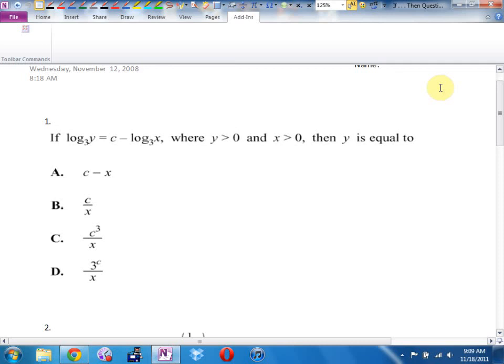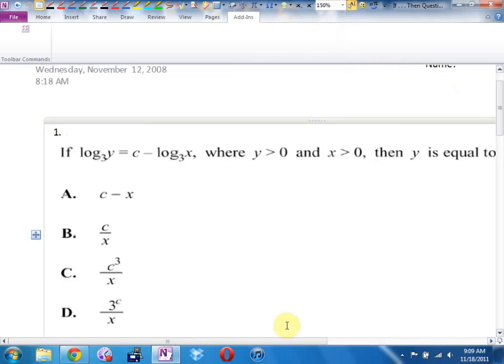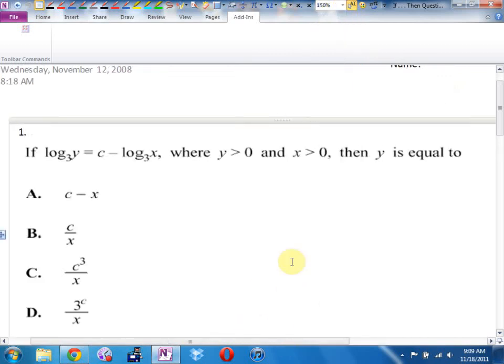If log base 3 of y equals c minus log base 3 of x, where y is positive and x is positive, because you can't take the log of a negative, then y is equal to what? See a few of you squinting. You do that. It's about as big as I can get it. If you're still squinting, two words. Blah says.